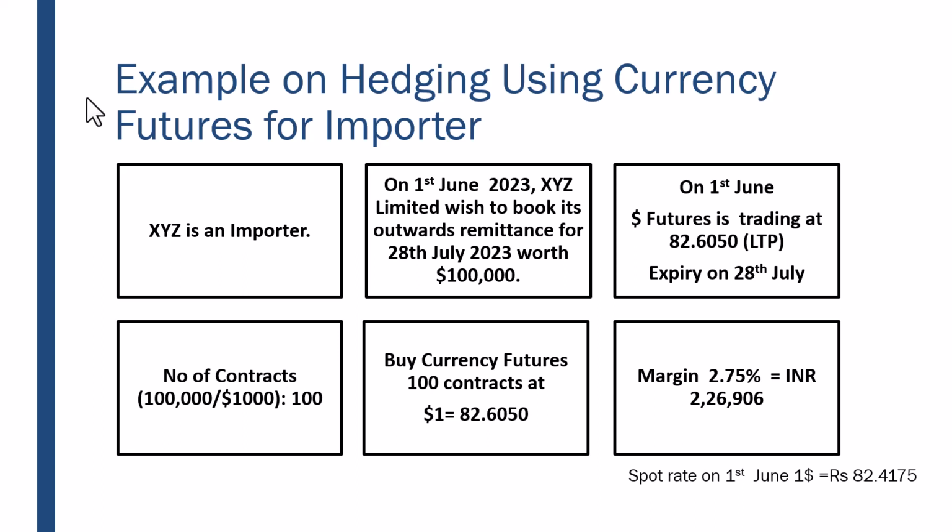Now look at the spot rate which is there on your screen. The spot rate on 1st of June was 82.4175, whereas the future rate was slightly higher, which is 82.6050. This is just because the future price will always be higher than the spot price if the dollar is appreciating in the market. If you go for the future quote, normally that would be the situation, and it is actually like this in the ICICI window. Okay. Now, is this clear? Any questions here?